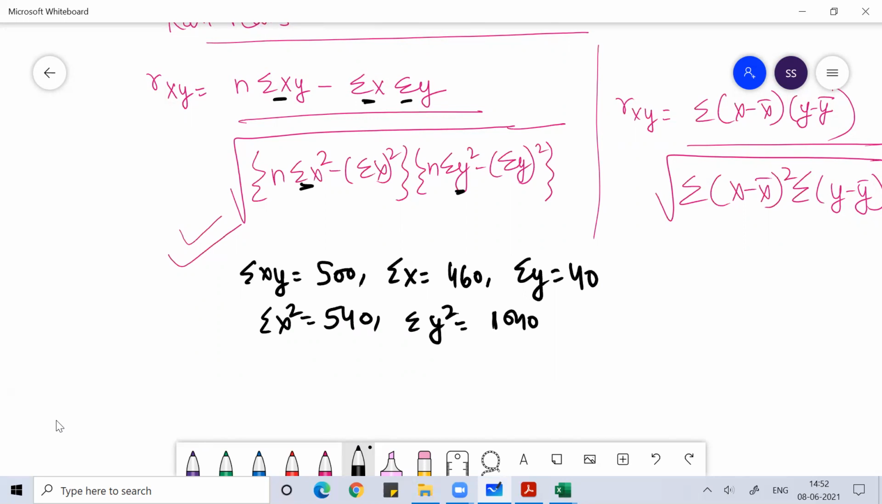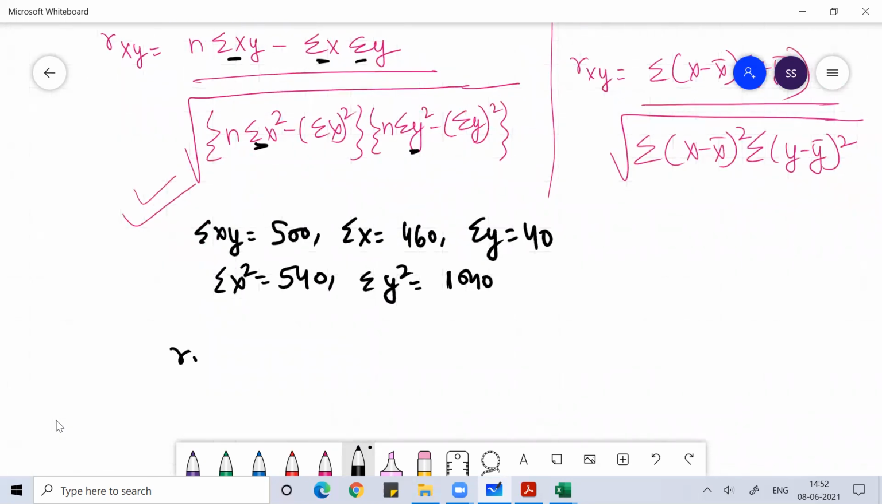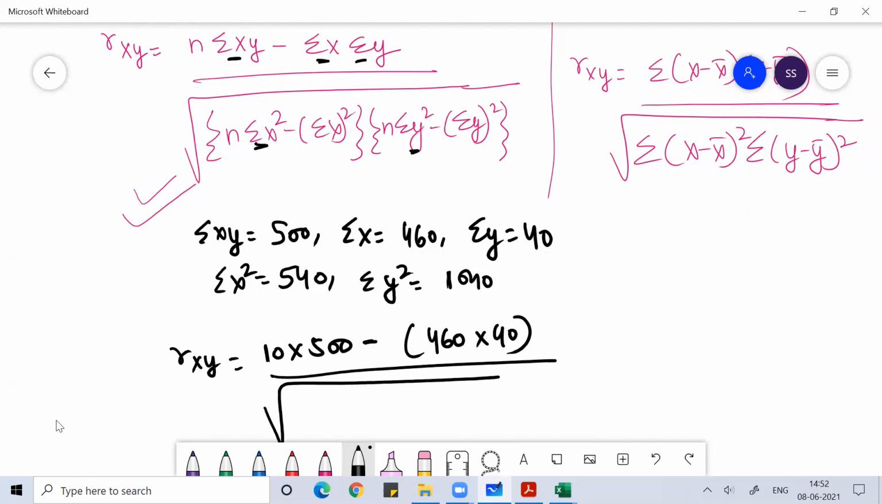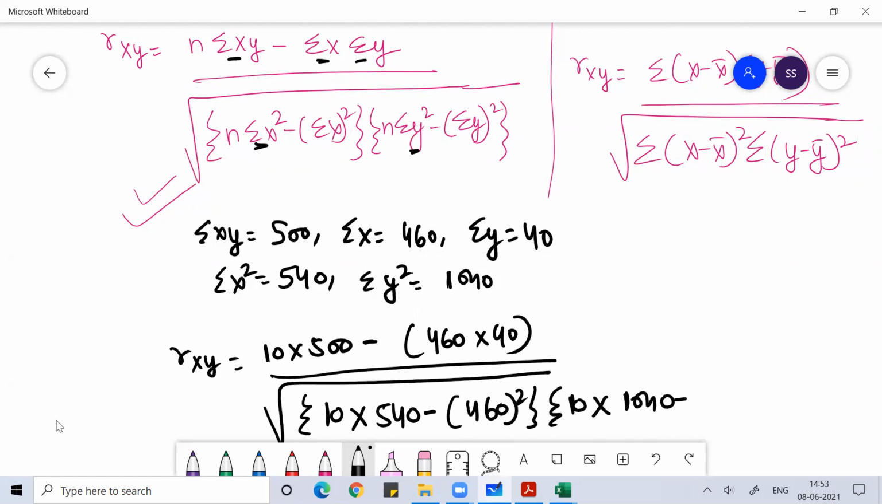Okay, everyone. I'll just put everything in this formula. N is 10, sum of xy 500, sum of x 460, sum of y 40, then under root of n is 10, sum of x square 540 minus sum of x, 460 whole square, sum of y square 1040 minus sum of y, 40 whole square.